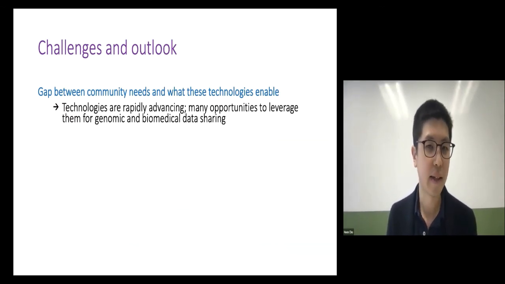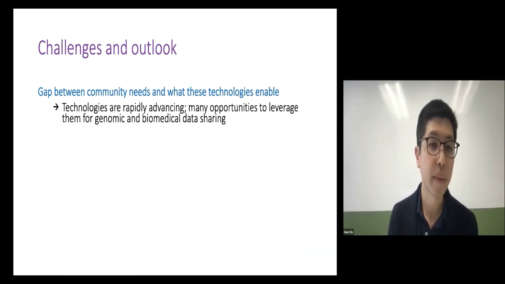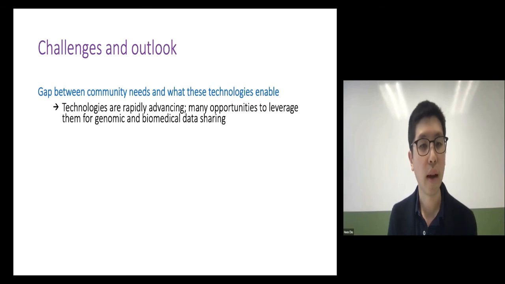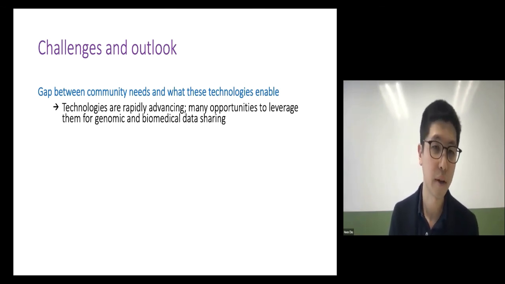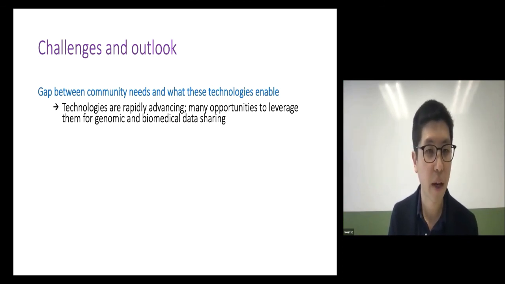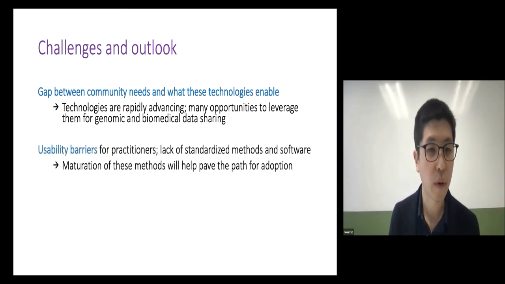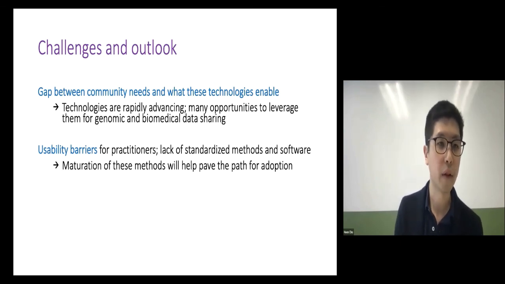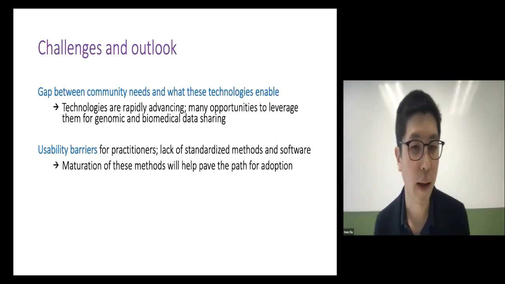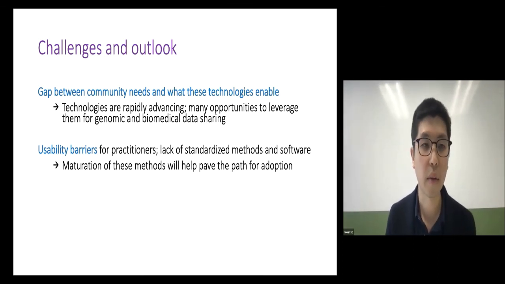First is that there is a gap between what the community needs and what the existing techniques enable. For example, crypto techniques like homomorphic encryption or multi-party computation that I mentioned come with considerable overhead for sophisticated calculations. So applying them to complex biomedical tasks often requires careful algorithmic optimization and engineering. And as I mentioned, many of us are working on closing this gap. Second challenge is that these methods are currently difficult to use because there are no standardized methods or software. Again, there are many ongoing efforts to productionize some of these methods. So I'm optimistic that this will be addressed in the near future as these methods mature.